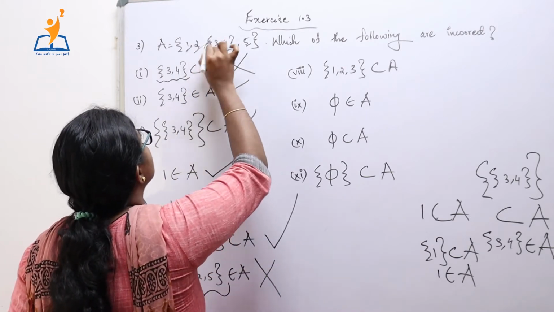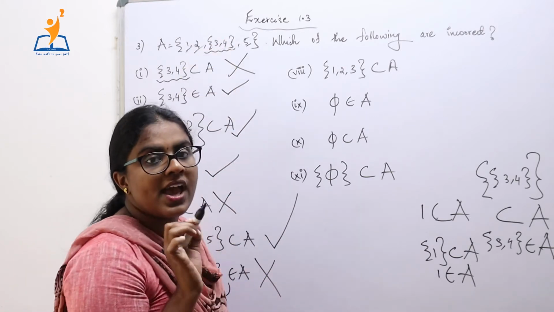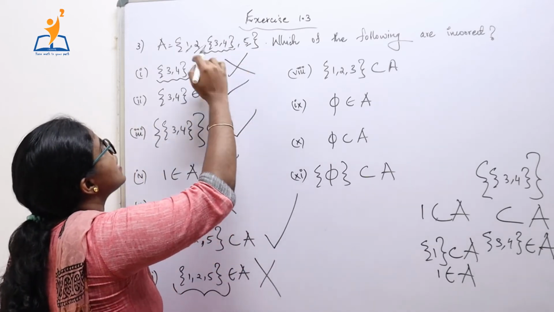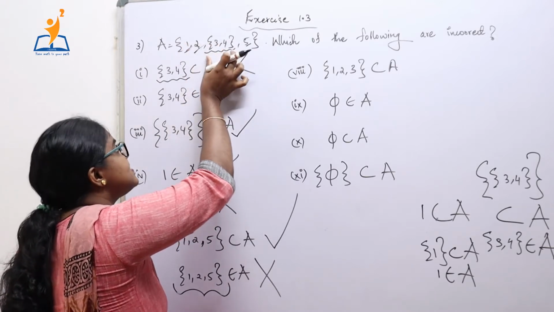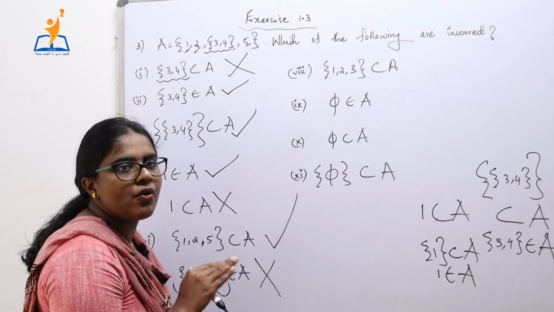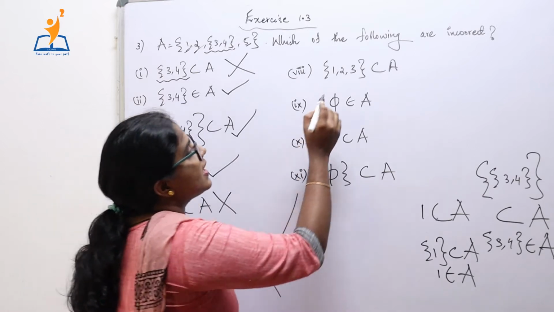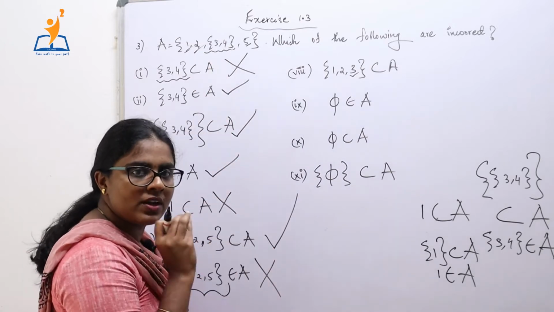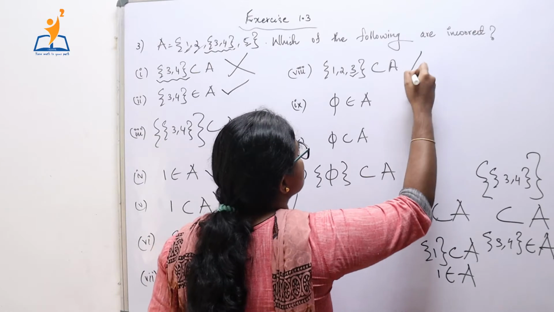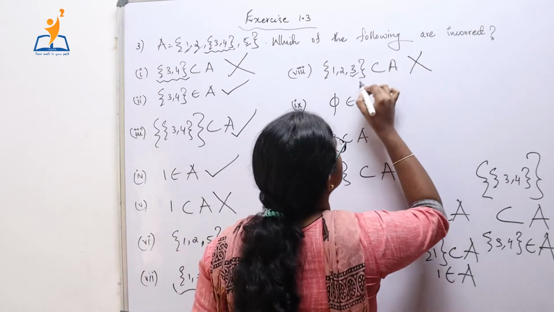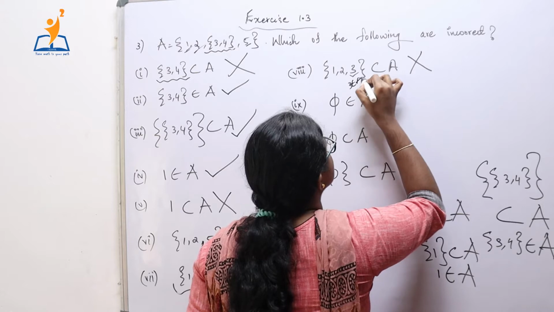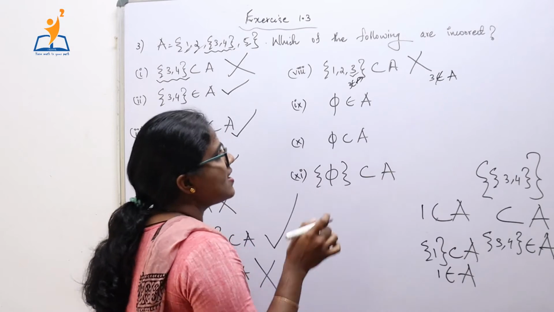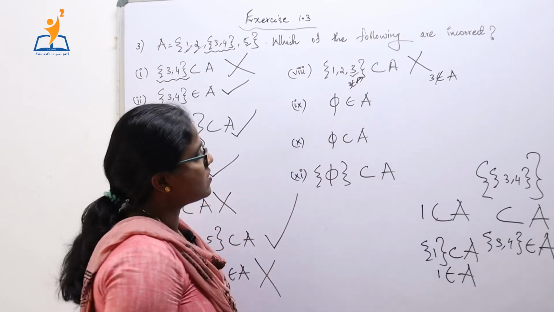Here we have 1, here we have 2, but we do not have an element 3 in this set, because here we have only 4 elements, that is 1, 2, set 3, 4 and 5. These are the 4 elements of set A. But here we have 3, and in set A we do not have an element called 3. So this particular statement is also false, because 3 belongs to this particular set, but 3 does not belong to our set A.